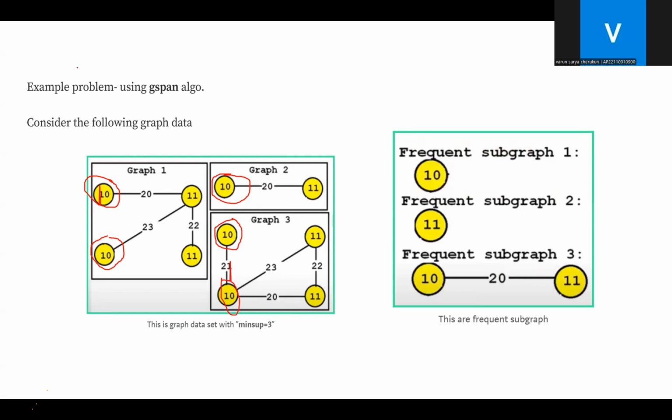So it is occurring five times in the data set, and the minimum support is three. So we can say that it's a frequent subgraph, but it does not work like that. The minimum support three means it should occur in three graphs. Like 10 should occur in every graph. So it is occurring here, here, here. We don't consider that it is occurring five times in a graph. It should occur in every graph. That is what the gSpan algorithm says. So when we consider 11, it is occurring here, here, and here also.